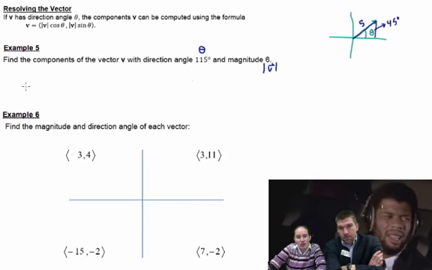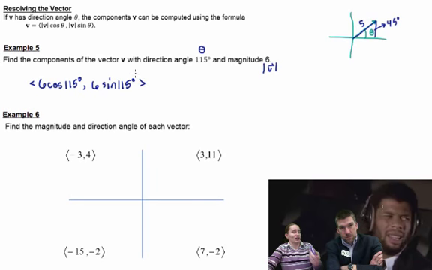So we just need to plug this in for theta and this in for our magnitude of V. So 6. Cosine comes first, just like on your unit circle, by the way. Okay, so we need a calculator because I don't know what the cosine of 115 is.